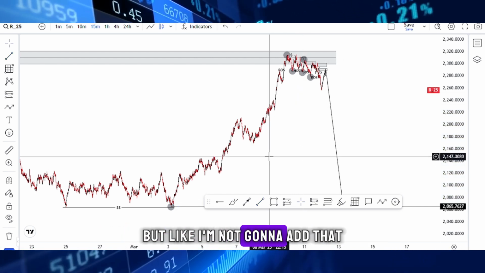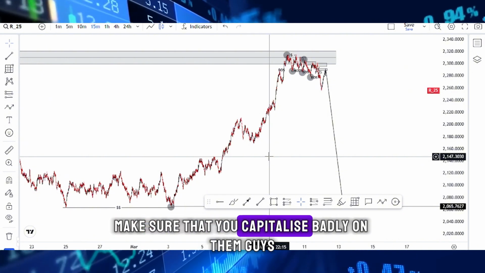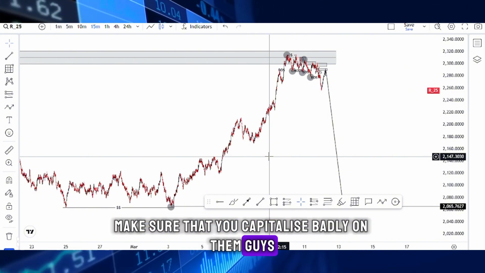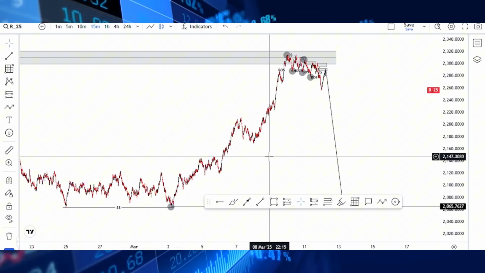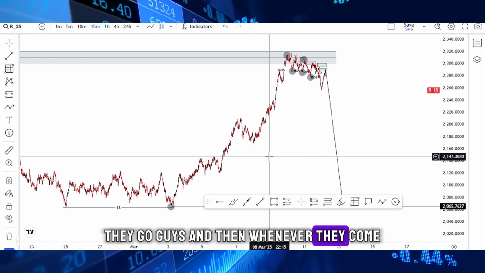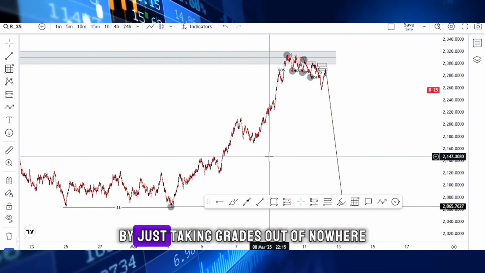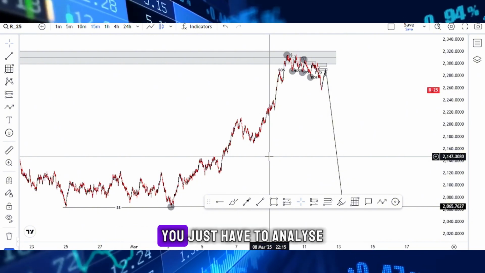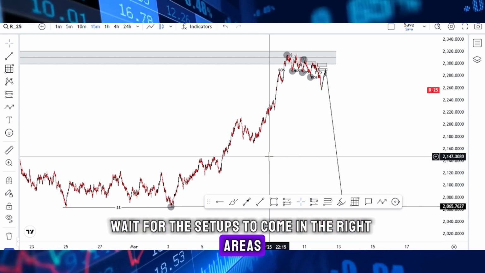But I'm not gonna add that. Whenever you have these types of setups, make sure that you capitalize on them, guys. Make sure that you make money on them, just because they come, they go, guys. And whenever they come, you just have to go all in. But I'm not saying all in by just taking trades out of nowhere. You just have to analyze, wait for the setups to come in the right areas, and then that is when you take your entries.